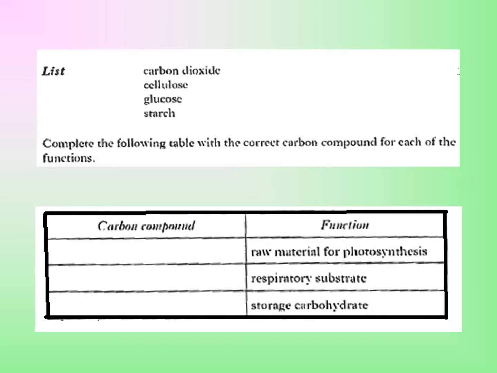Okay, so again, on the comparing respiration and photosynthesis route, here we've got a list of carbon dioxide, cellulose, glucose and starch. We have to complete the following table with the correct carbon compound for each of the functions. So, what would our raw material for photosynthesis be? What is something that we know we need to carry out photosynthesis? So we should know that in carbon fixation we need carbon dioxide.